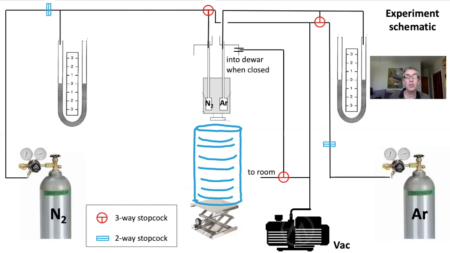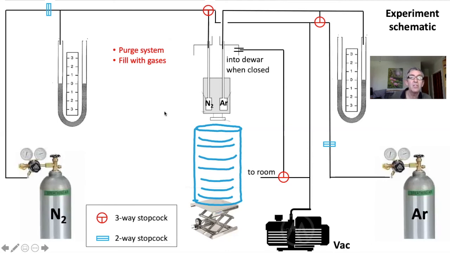So let's assume we're ready to do the experiment. The first thing we'll do is purge the system. That means we evacuate all the gas out because there may be some air in there or something. You want to begin with nothing. And then you'll fill sequentially first the argon side with argon, then the nitrogen side with nitrogen. And once you fill them up, the argon chamber will be in contact with the argon manometer always, and the nitrogen chamber will be in contact with the nitrogen manometer always. So you'll always know the pressures inside the chambers.